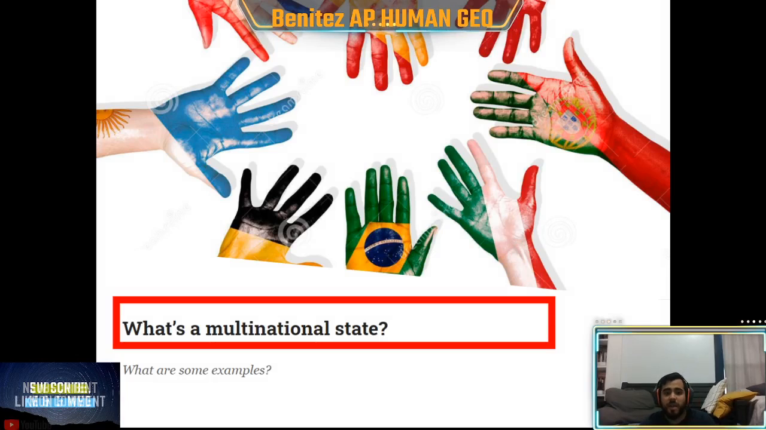Next, we have something called a multinational state. A great example of a multinational state would be the United States. The United States is one government, but it has many groups of people, many nations. If you look in the United States, we have Hispanics, we have Africans, we have people from Europe, Asia, from all over the world that make up the United States.